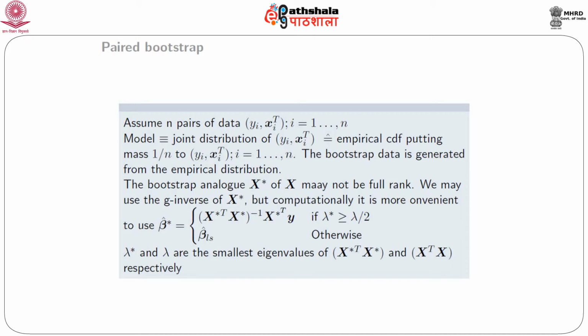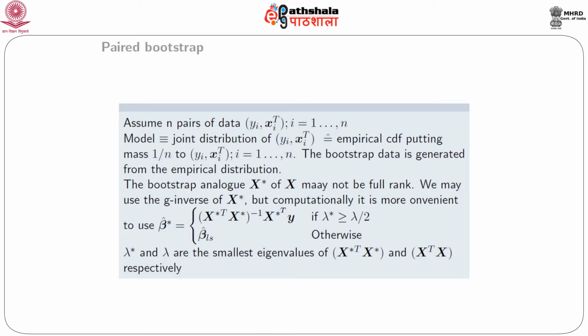So, here we have introduced lambda star. What is lambda star? Lambda star as well as lambda are the smallest eigenvalues of X*^T X* and X^T X respectively, that is the bootstrapped X and X. So, lambda star is the smallest eigenvalue of X*^T X*, while lambda is the smallest eigenvalue of X^T X. Now, it can be shown that the expectation of beta hat under this bootstrap setup is more or less equal to beta hat, and the variance of beta hat under the bootstrap setup comes out to be the form given below.